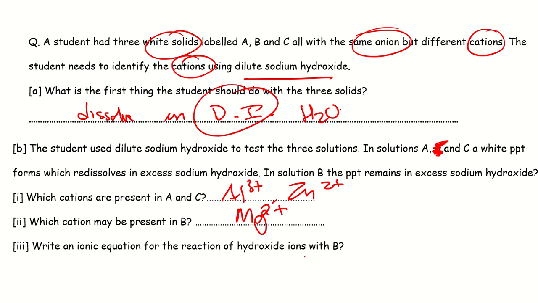An ionic equation for the hydroxide ions reacting in B. Well, B is with magnesium ions, so we have magnesium, which is 2 plus. We need hydroxide ions, so we need enough of them to cancel out the 2 plus charge.